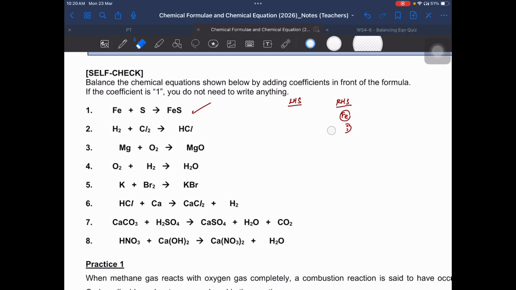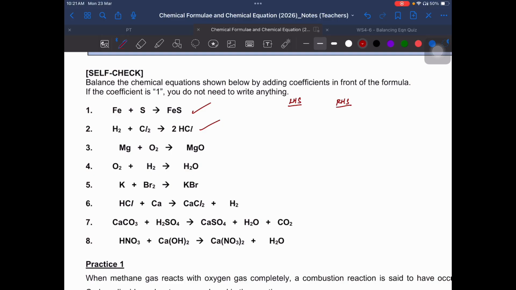Next, let's take a look at the second example. On the left-hand side, I have H, 2 of them. I have Cl, 2 of them. On the right-hand side, I have H, 1 of them, and I have Cl, 1 of them. So when I look at this, I realize that it's not balanced. How do I balance it? I actually have to put a 2 over here, then this will balance up the number, and therefore the equation here should be H2 plus Cl2 gives you 2HCl.